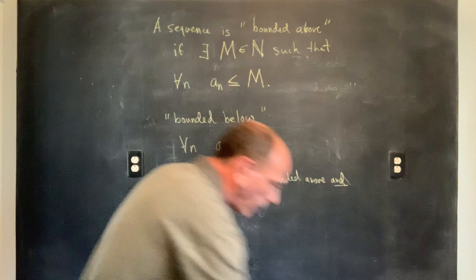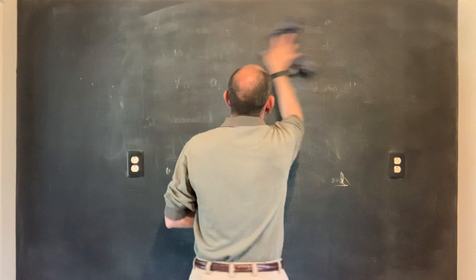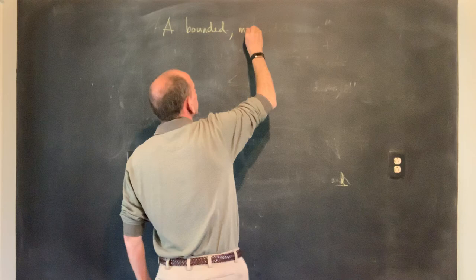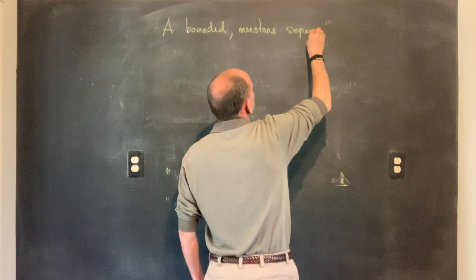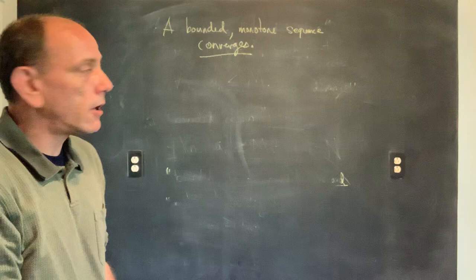All right. Now to the punchline of all of those definitions. There's a theorem, a really important theorem. It says this: in general, a bounded monotone sequence converges. That's the punchline. A bounded monotone sequence converges.